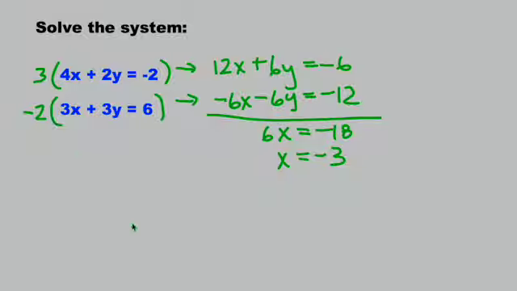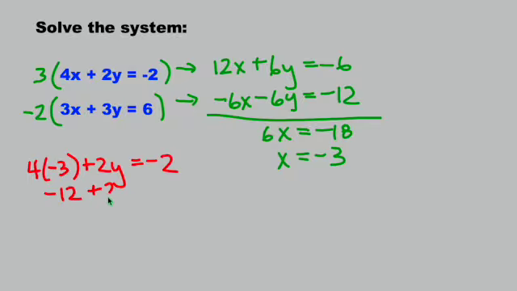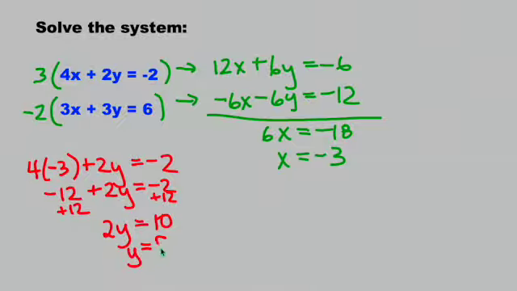Now I want to figure out what y is. So I'm going to use the top equation. So 4 times x, so x is negative 3, plus 2y equals negative 2. 4 times negative 3 is negative 12, so I get negative 12 plus 2y equals negative 2. I'm going to add 12 to both sides. So if I add 12, I'm going to get 10 over here. So I get 2y equals 10. Therefore, y must equal 5. So where do these two lines intersect would be at the point negative 3, comma 5.